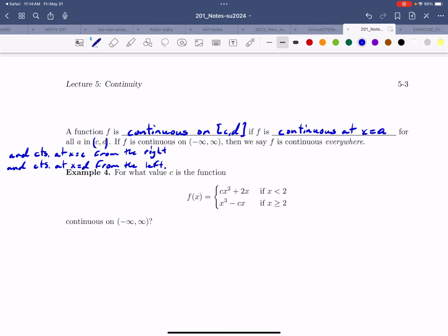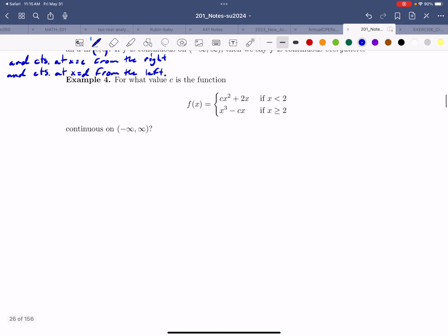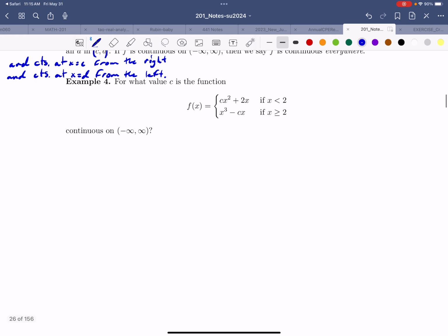Now let's look at one last problem. It's a little more advanced. For what value c is the function f of x equals blah continuous on all real numbers? So first we should note that since this is a polynomial and that's a polynomial, f is going to be continuous everywhere except possibly at 2.